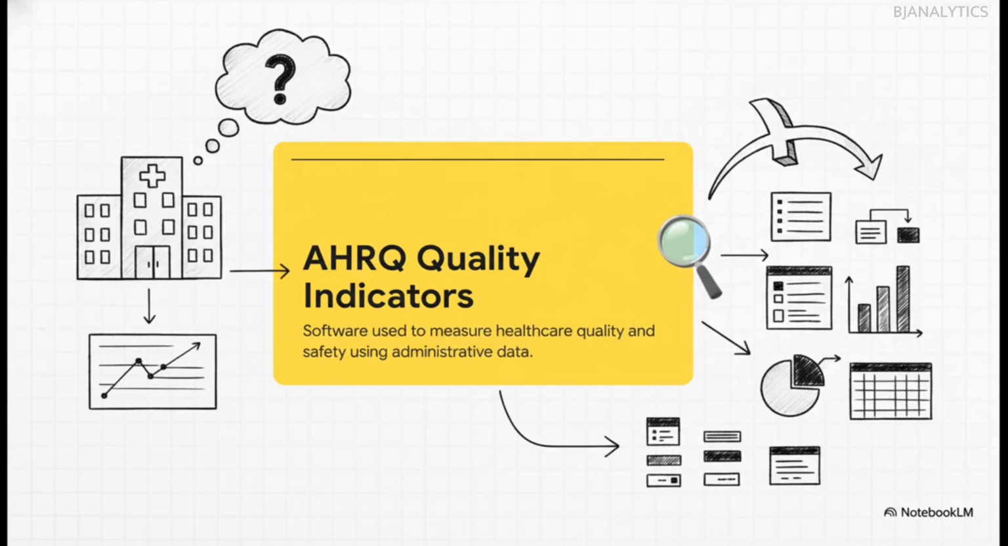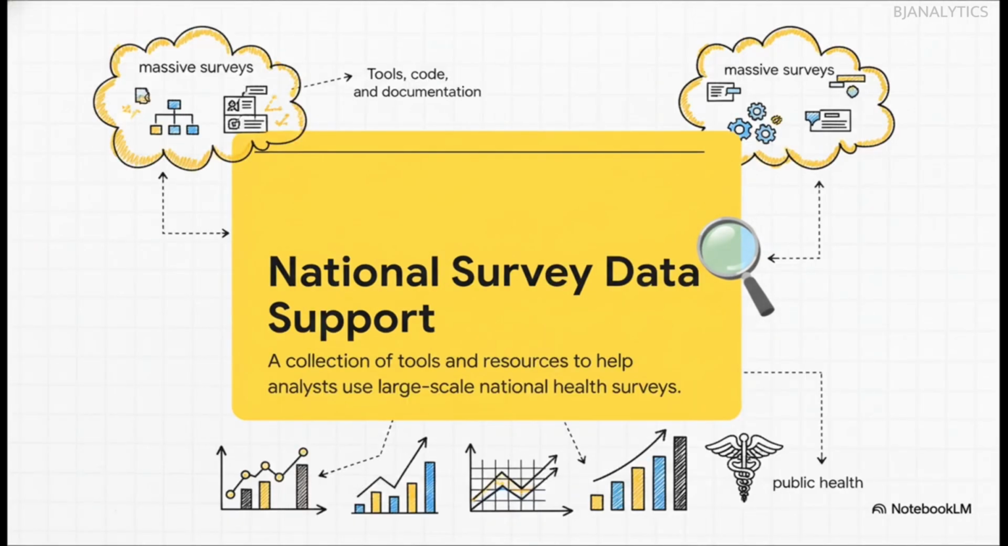Next, we've got the AHRQ quality indicators. Now, these are really powerful software tools that let analysts dig into what's called administrative data, think hospital billing records, to measure things like patient safety, preventable problems, or how often patients get readmitted. They help us answer really specific questions about the quality of healthcare. And finally, there's national survey data support. Look, working with these gigantic national surveys can be tricky. So this is basically a whole collection of tools, sample code, and documents, all designed to make that process a lot easier. It just helps make sure that analysts can use these vital data sets correctly and efficiently.